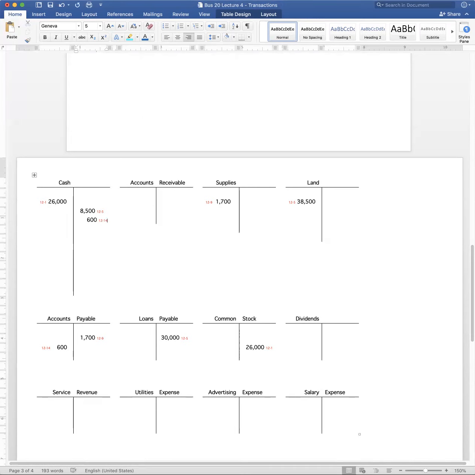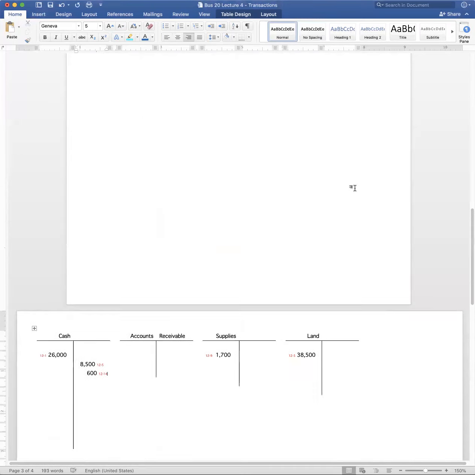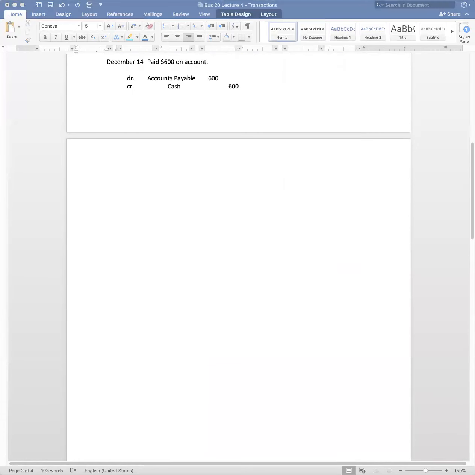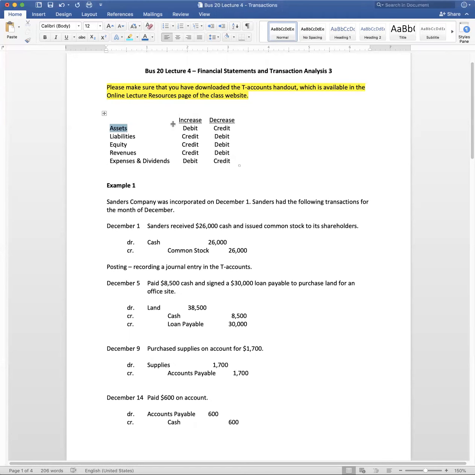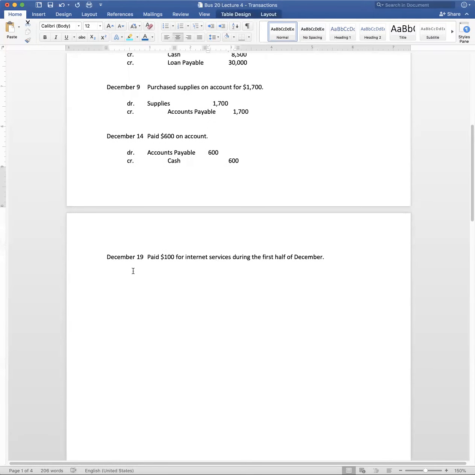Let's keep going. Add in some new transactions. All right, on December 19th, they paid $100 for internet services during the first half of December. Okay, so let's go with the easy part. They paid $100. So what does that mean, right? Well, it means they're using cash, right? So cash is an asset, and if they're paying, cash is decreasing, cash is going to be our credit. So we'll leave an empty line for the debit, and we will credit cash.